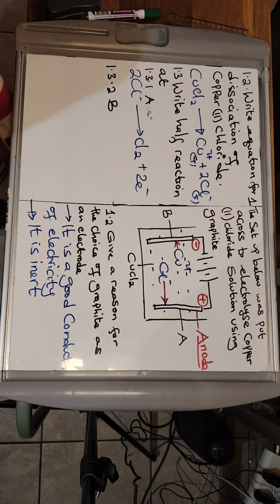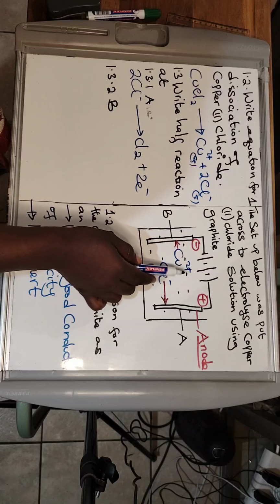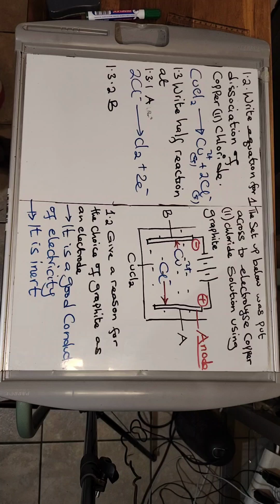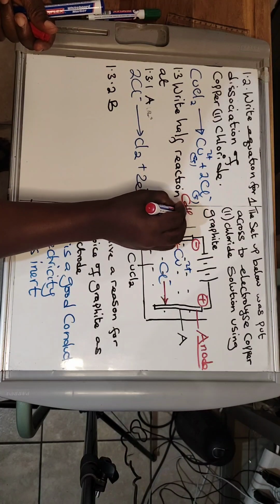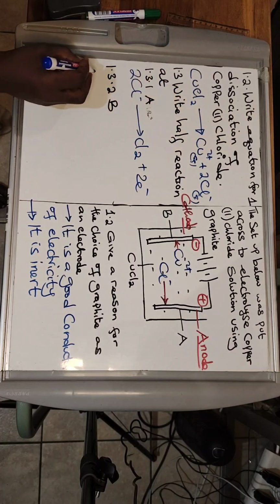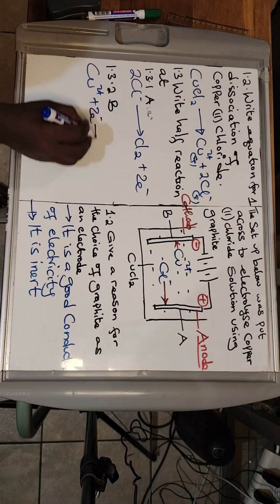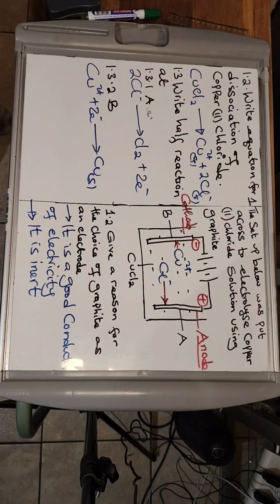Now, when you come to B, what happens at B? At B, the positive ions or the cations are moving there because B is the cathode. We know that the reaction which is going to take place at the cathode is a reduction. So the copper ions come, they take up electrons, and they become reduced to copper solid. That is how we answer that question.